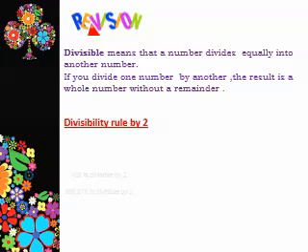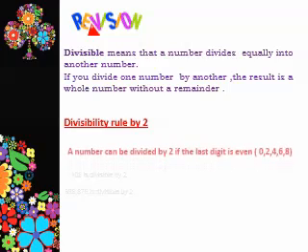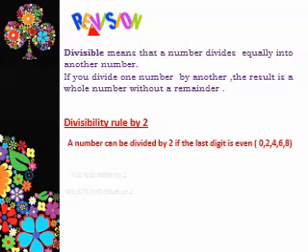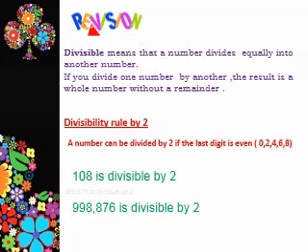The first trick that we learned is the divisibility rule by 2. It's when the last digit, or the ones digit, is even. So if you have in the ones digit 0, 2, 4, 6, or 8, that means this number is divisible by 2. For example, 1008 is divisible by 2 because the ones digit is 8, which is divisible by 2. And this number is also divisible by 2 because the ones digit is 6. That means this number is an even number.